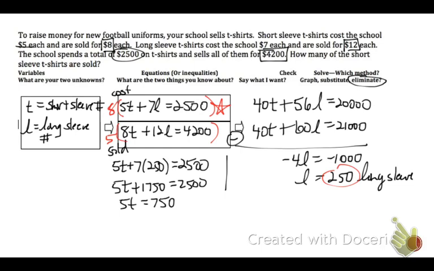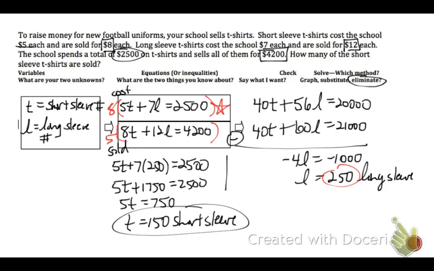So 150 short sleeve. And then you can plug those back in and make sure that they make each of our conditions work, that together, if we sold that many, we brought in $4,200, and then with the cost, it was $2,500. So that's a good way to think of a word problem.